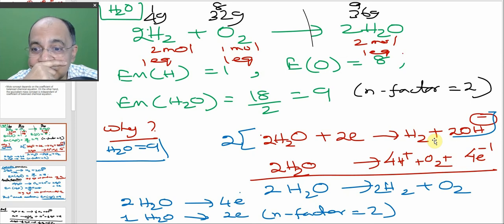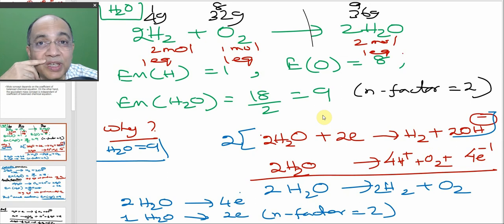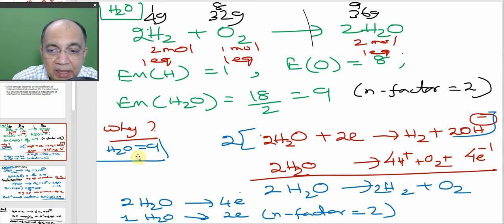So, and this is the reverse reaction, hydrogen and oxygen combining to produce water. This is a spontaneous reaction, and the opposite reaction is non-spontaneous, that is carried out in an electrolysis experiment. So why 9? Why is it 9? I have proved it in another way.